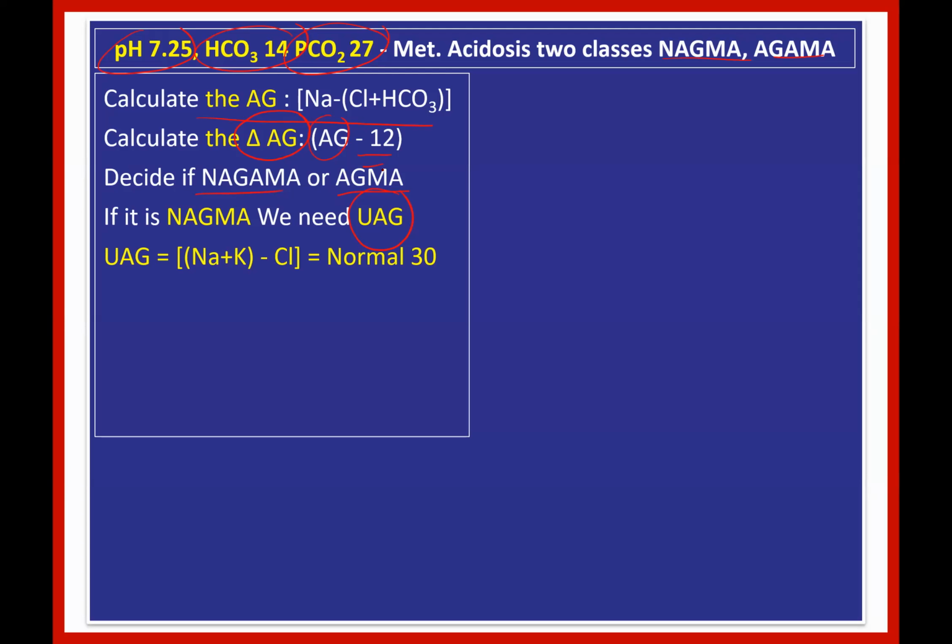Why did we not consider bicarbonate in the urine? Because urine is usually acidic. Not much bicarbonate is present in the urine. In other words, bicarbonate is almost negligible there, so we didn't take it into account.